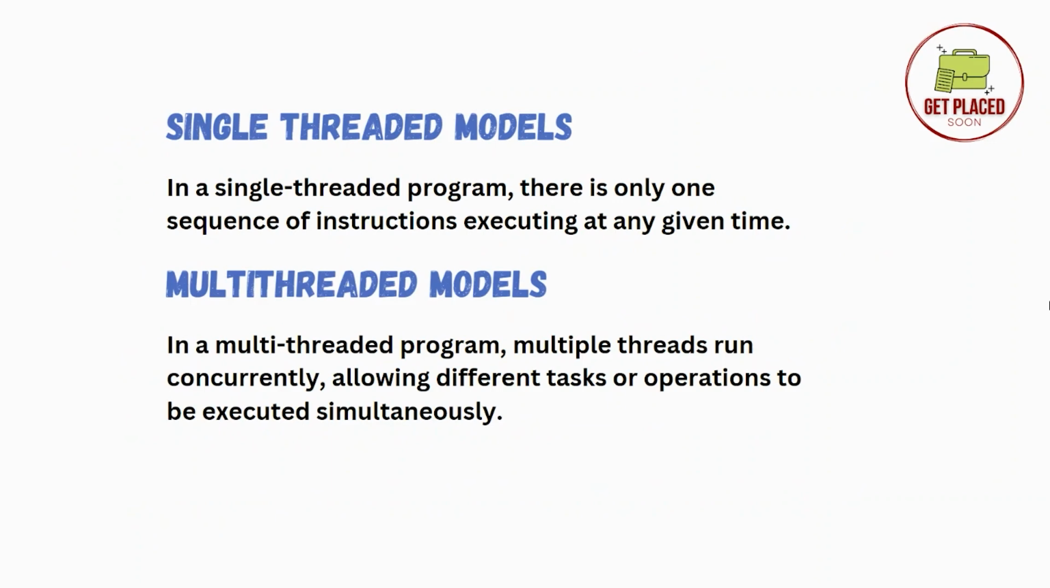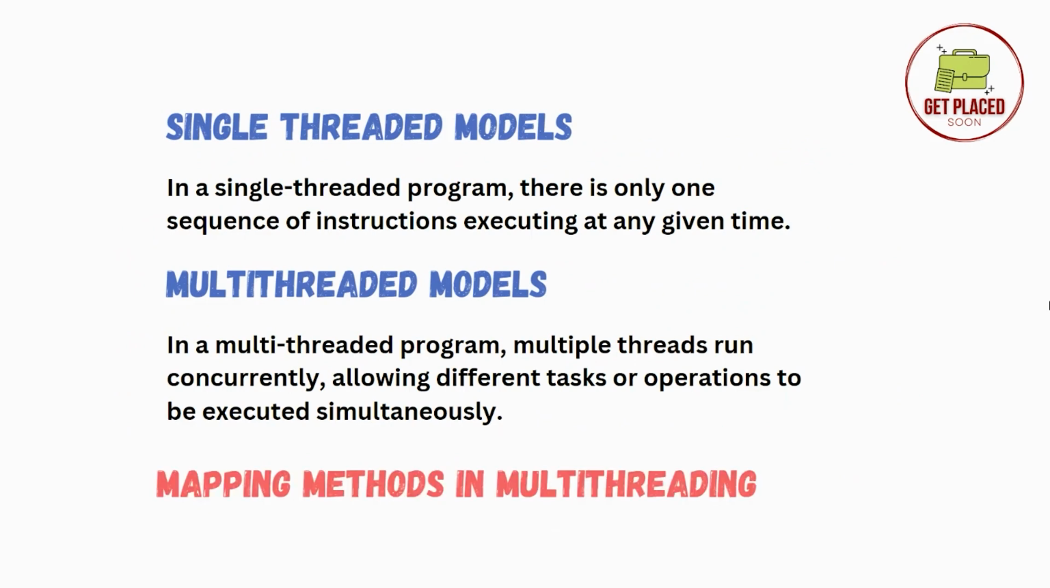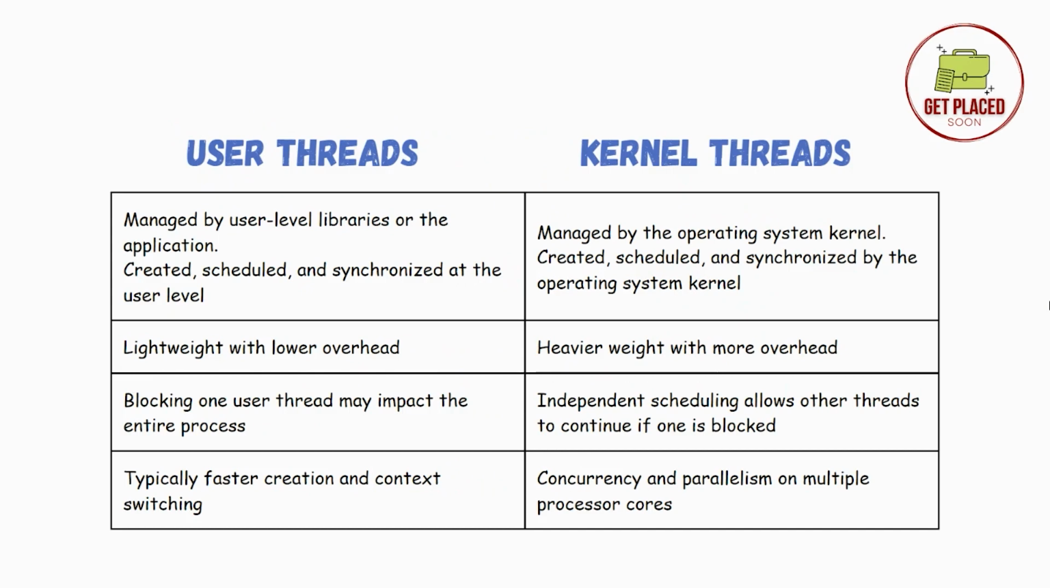There are so many methods of how multi-threaded models are mapped, like many to many, one to many, etc., that we are going to see in upcoming slides. Moving ahead, before understanding how these multi-threaded models are mapped, we need to understand there are two types of threads available. That is user threads and kernel threads.